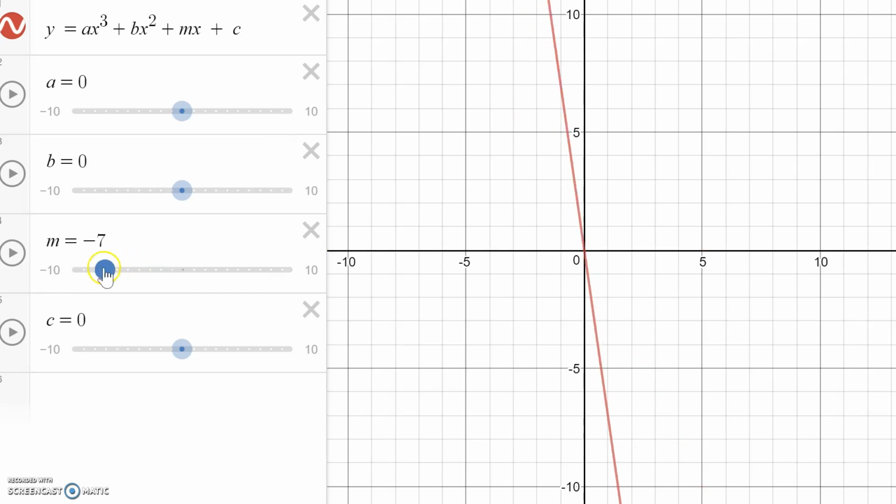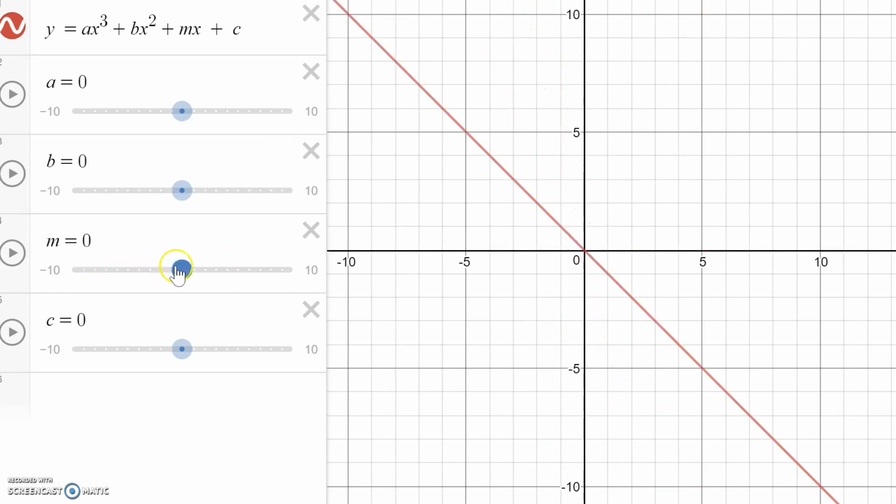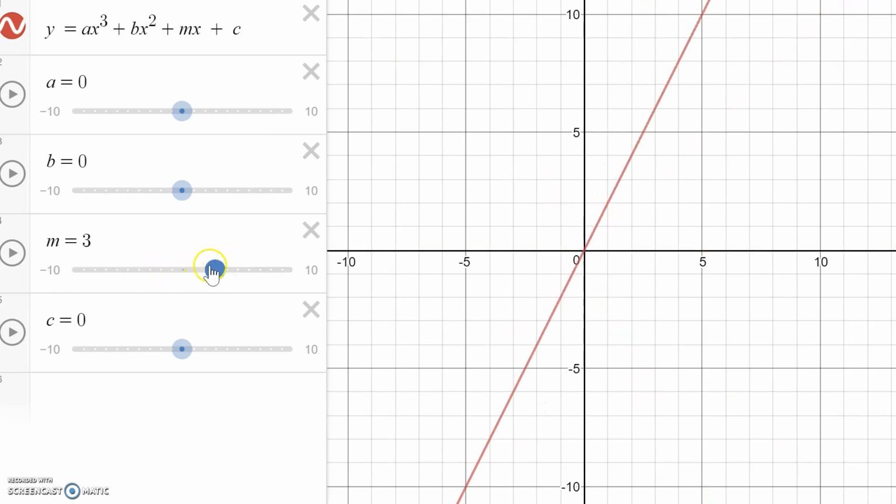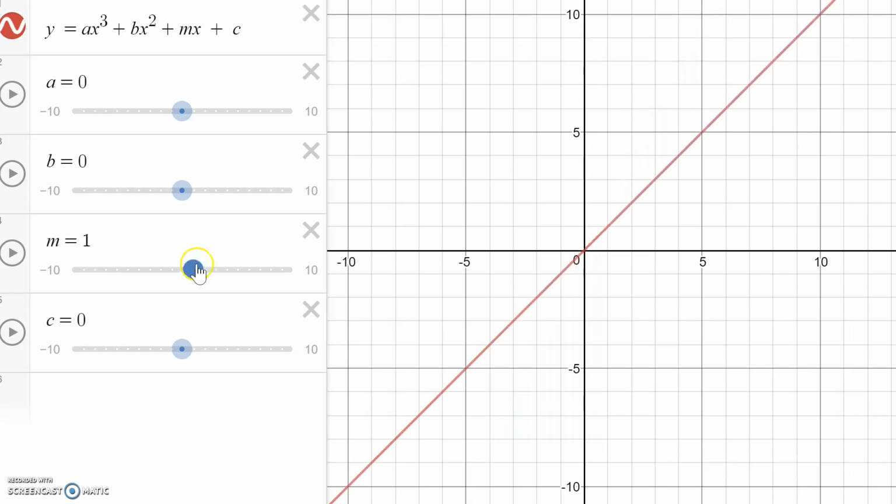Now if I just whiz my slider around, you should spot that at the moment my y-intercept is always 0. All of those lines cut the y-axis at 0. So what do I do to my y equals x line to change the y-intercept? Well, this is where our c value comes in.